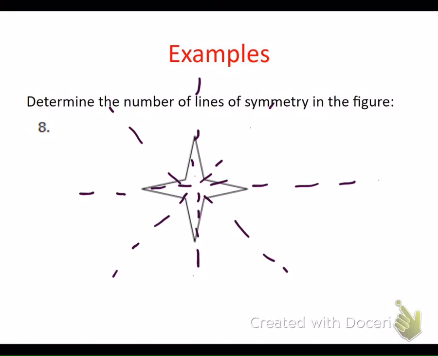Which way? You think so? Which way? Where do you think? Okay. So the answer is 4. So we look at the number. So we had 1, 2, 3, and 4.